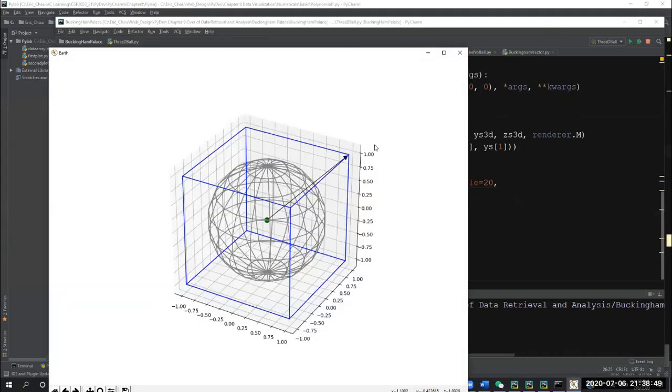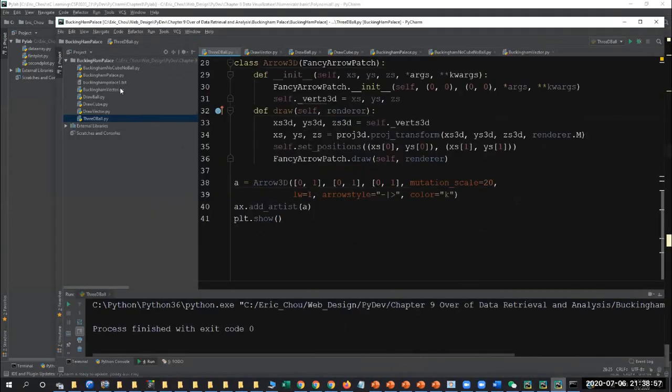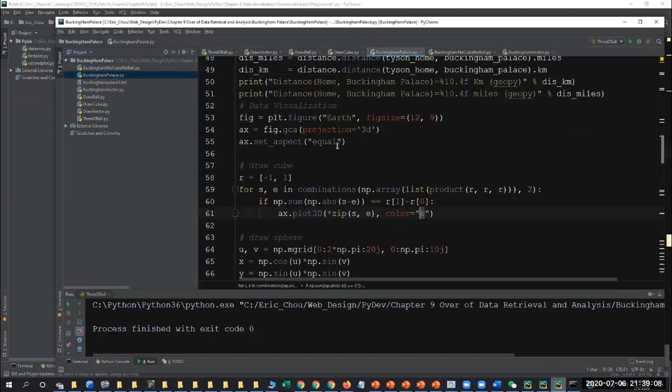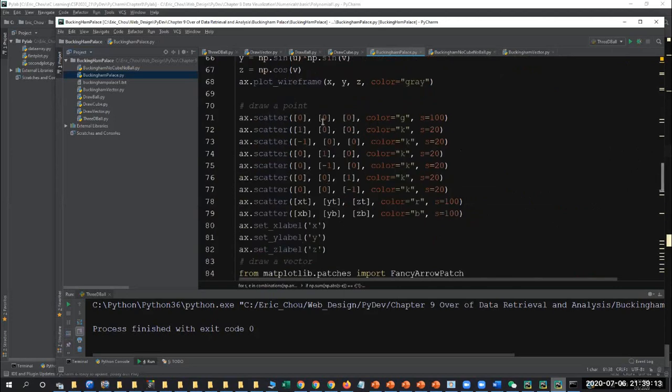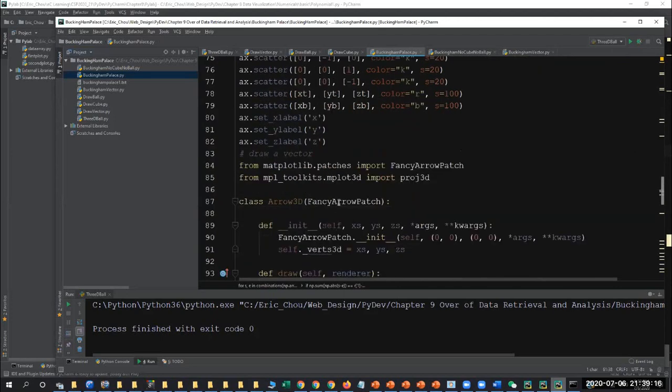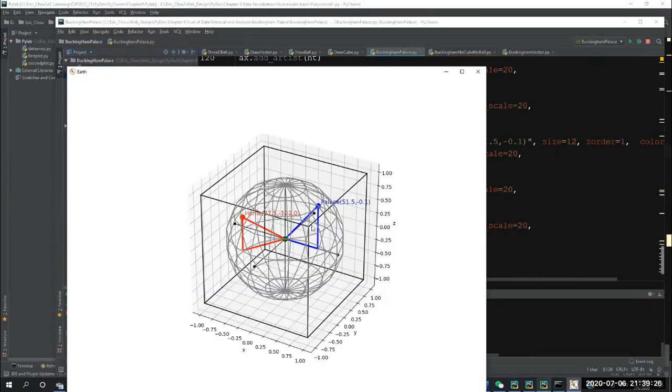Okay, then we know how to draw a point, and next one we are going to draw, actually, let's draw Buckingham Palace. So this is Buckingham Palace. Actually, draw a lot of single points using a scatter chart to draw many points, and also draw a few arrows, quite many arrows. And this one we will get this.